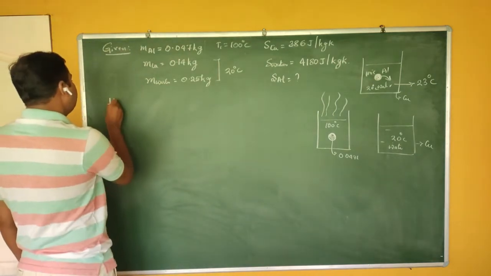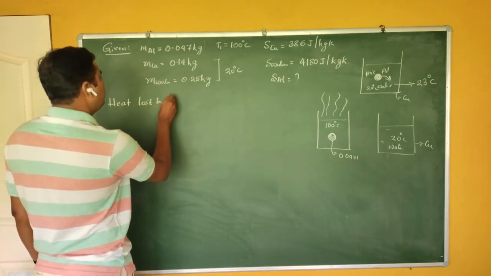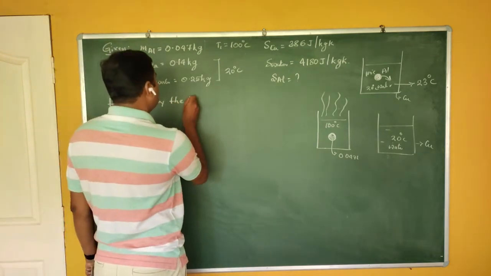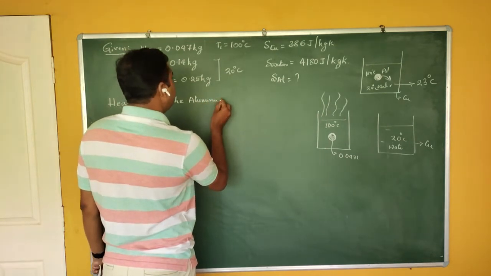So first let me find the heat lost by the hot body. Who is the hot body here? Aluminum. Therefore, heat lost by the aluminum sphere.